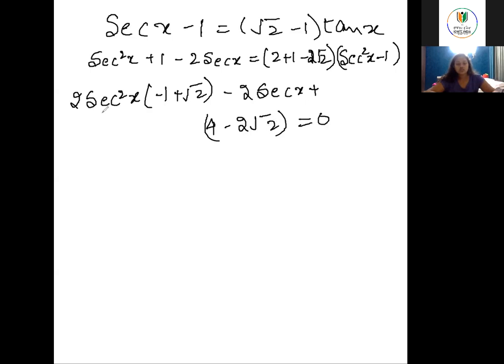Okay, so now this becomes again a quadratic in sec x. So you can solve here to find the value of sec x. What is the value of sec x? Tell me fast.